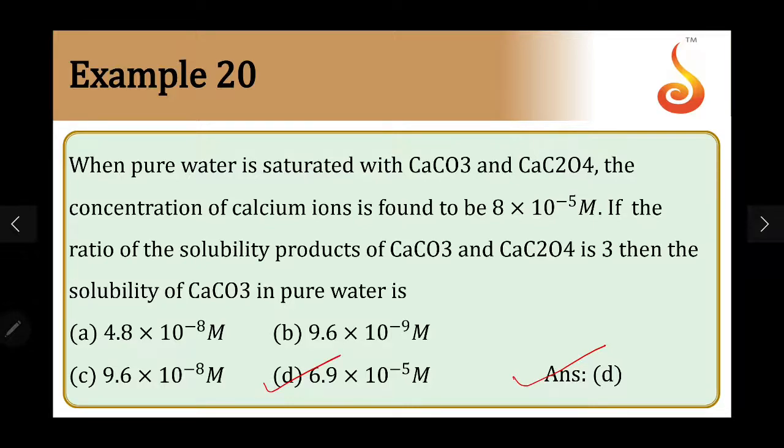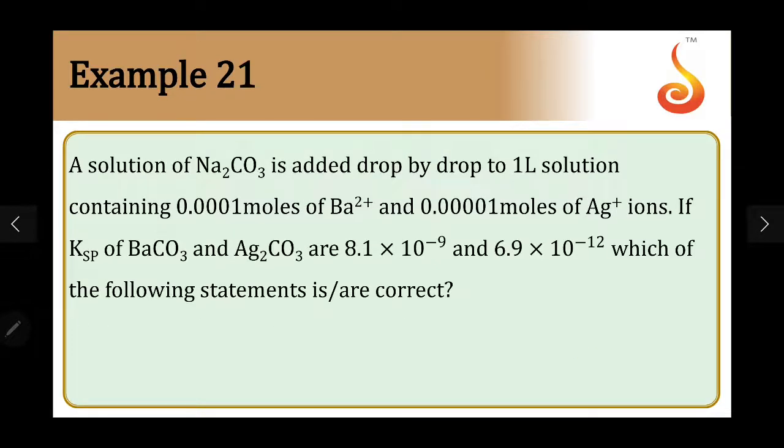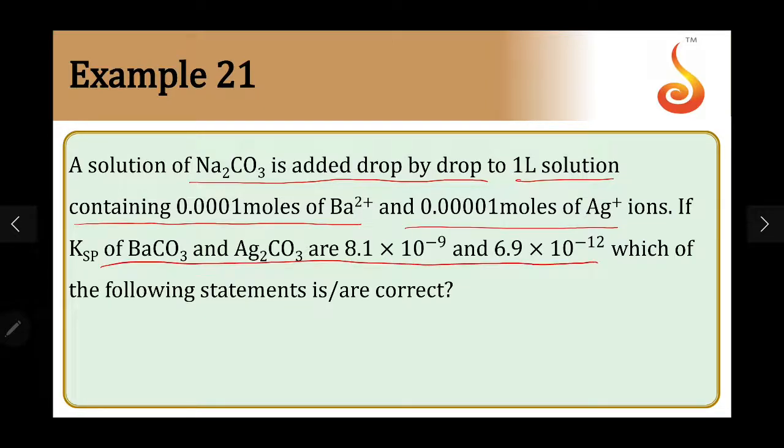We'll go to question number 21. A solution of sodium carbonate is added drop by drop to 1 liter solution containing barium ion and silver ion. It's a selective precipitation concept. If Ksp of both the salts are given, which of the following statements is or are correct?